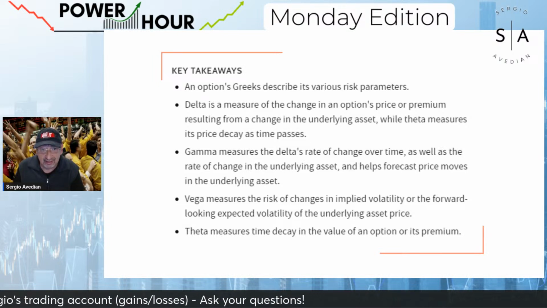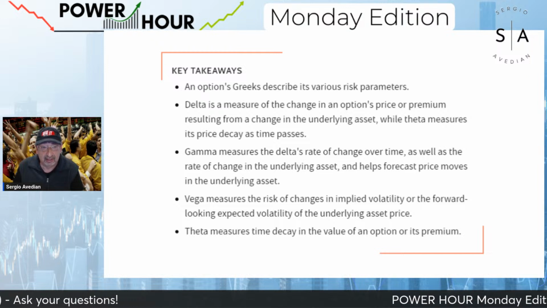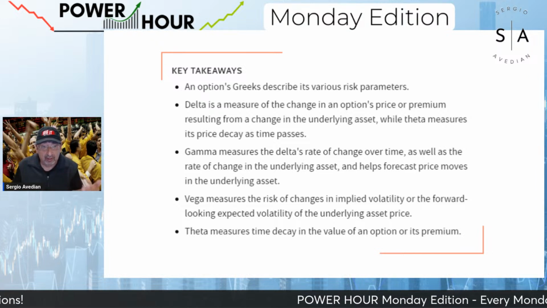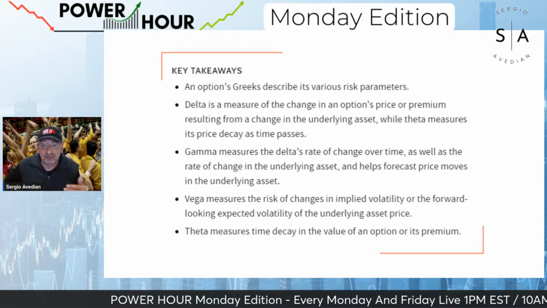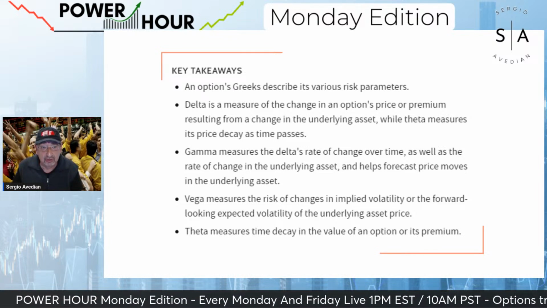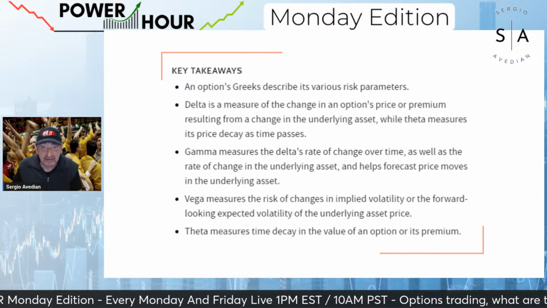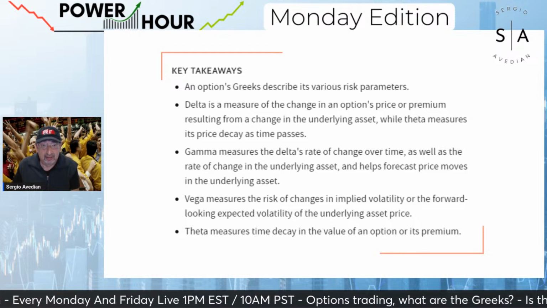Gamma measures the delta's rate of change over time, as well as the rate of change in the underlying asset. So what happened in GameStop's case is that people went and bought hundreds of thousands of out-of-the-money options. Well, they started squeezing the gamma, right? So what is the market maker going to do?